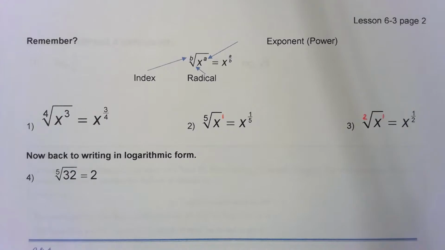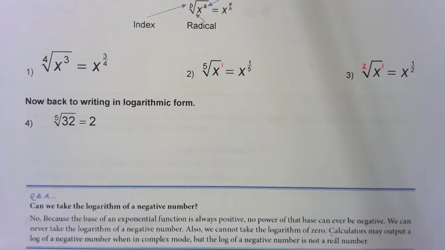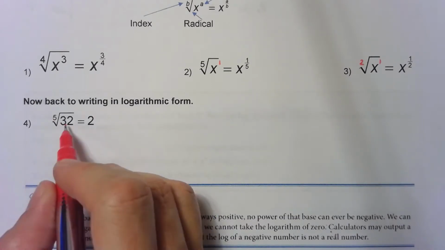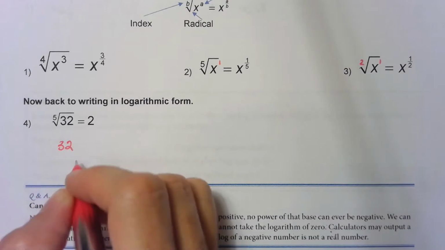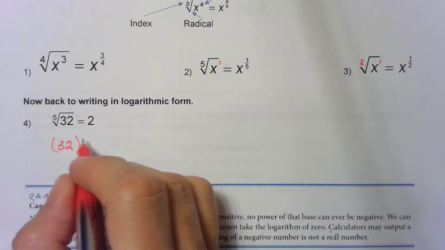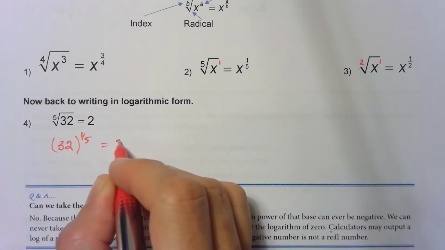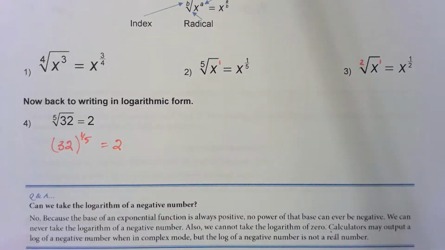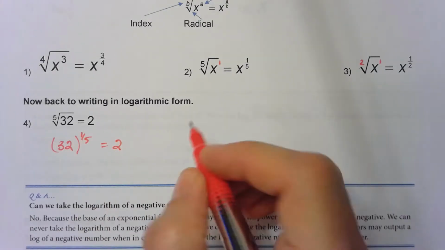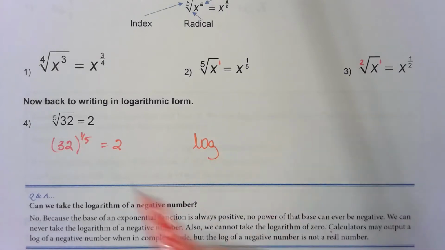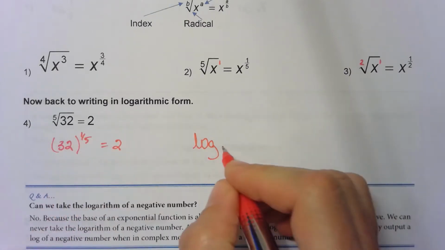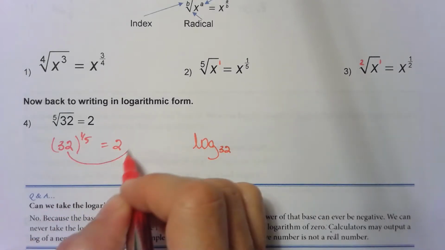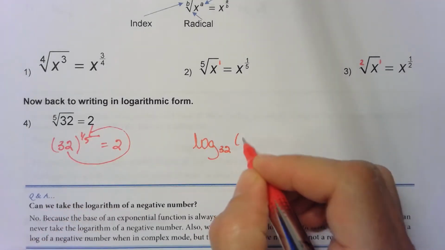So if we were to work on this next problem, we have the 5th root of 32. So the 5th root of 32 would be 32 to the 1/5 power equals 2. So how do we write that in logarithmic form? We start with our log base what? Bases are the same. So log base 32 of 2 equals 1/5.